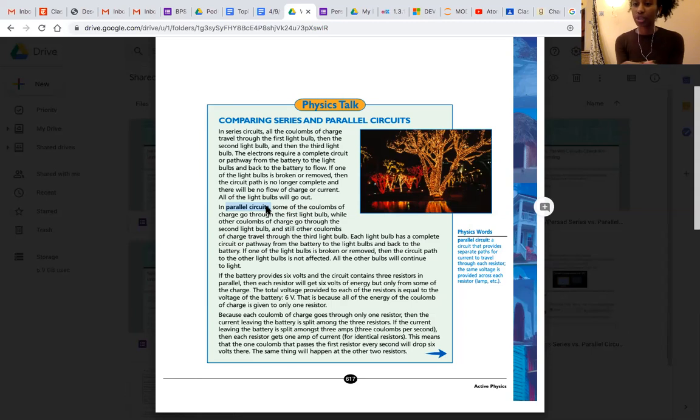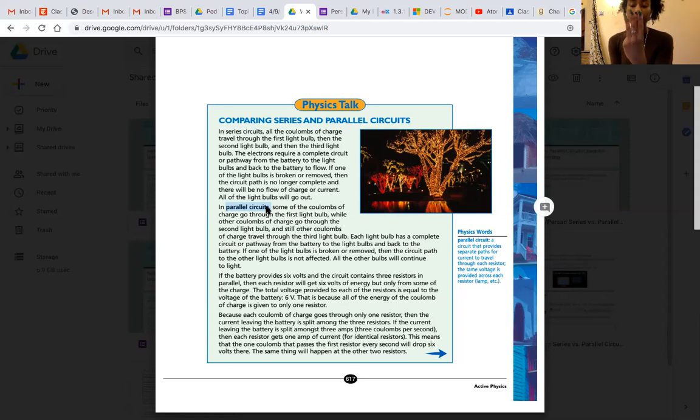So each Coulomb of charge goes to the battery. They pick up 6 volts, right? But now, instead of traveling in a circle like series, it travels to its own individual line. So one Coulomb of charge goes to this light bulb, and the other Coulomb of charge goes to this light bulb. And if we added another lane, let's say another lane at Stop and Shop opened, well, guess what? They would go to their own line. So the Coulombs of charge go to different lines to get to the light bulb.